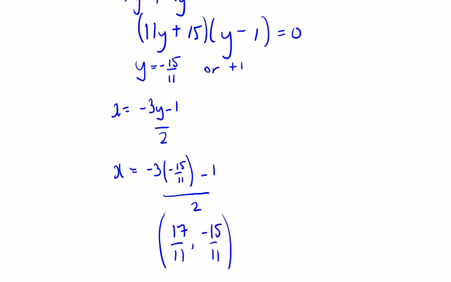And my other value is 1, so I get minus 3 by 1 minus 1 over 2, which is minus 3 minus 1, which is minus 4 over 2, which is minus 2. So minus 2 for x gives me a value of y of plus 1. So, a nice question to appear.